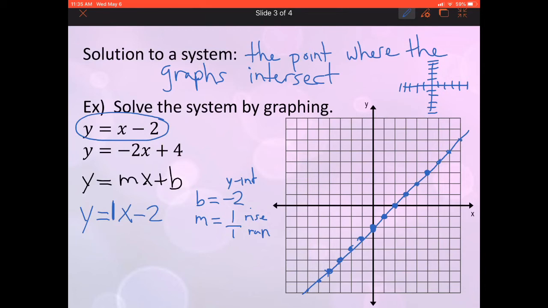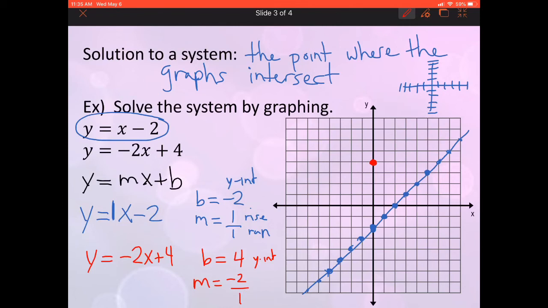Okay, so now let's try the other one. So the other one is y equals negative 2x plus 4. So first thing, my y-intercept is 4. So on the y-axis, go up to 4. 1, 2, 3, 4. And my slope this time is negative 2. Don't forget to put a 1 underneath for slope.